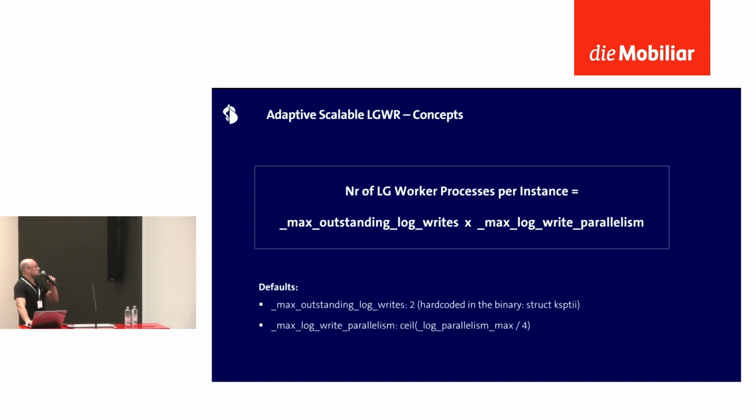So that also means the total number of workers per instance is just the number of groups we have multiplied by the degree of the parallelism per group. And the defaults for these parameters, the first one, outstanding log writes, is hard-coded in the binary. I do not know why, but it's always set to 2, at least based on what I have seen. And the second one, the max log write parallelism, is derived from the number of public redo strands in the log buffer. It's just the number of public redo strands divided by 4. And the number of redo strands is derived from the CPU count that is set on your system.